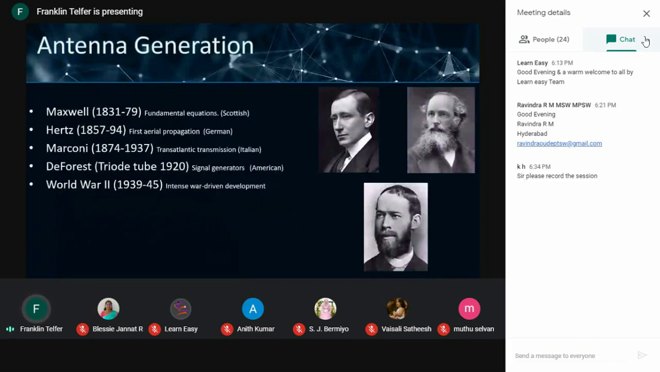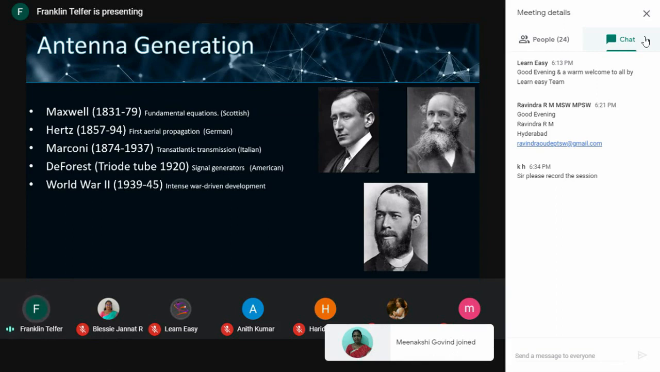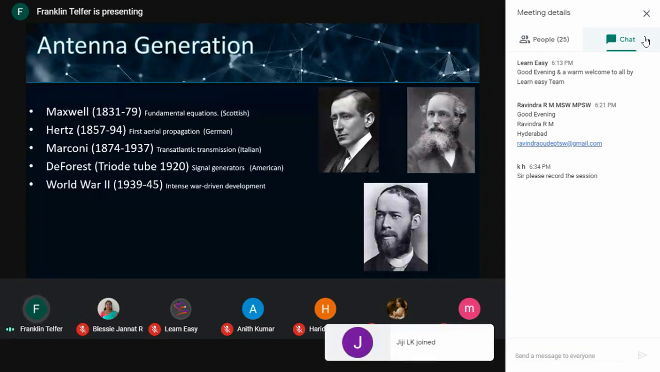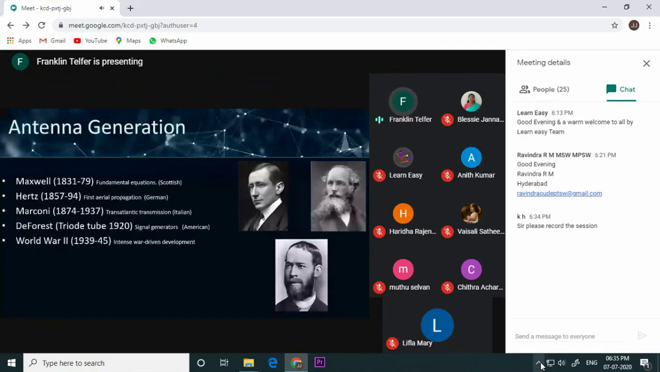Antenna generation: how this antenna was derived. It is derived from Maxwell's fundamental equations, from 1831 to 1879. Next comes Hertz, with the dipole concepts and aerials. They built big aerial antennas in the earlier era, using a big mast-like structure for far-end signaling. Then Marconi, with the special Marconi antenna design, and the signal generator. World War II brought intense development, after which antenna technology became a focus, and in this generation a lot more technology is being focused on. Let us see what those things are.